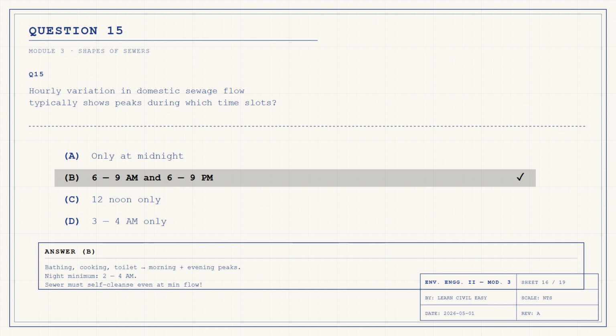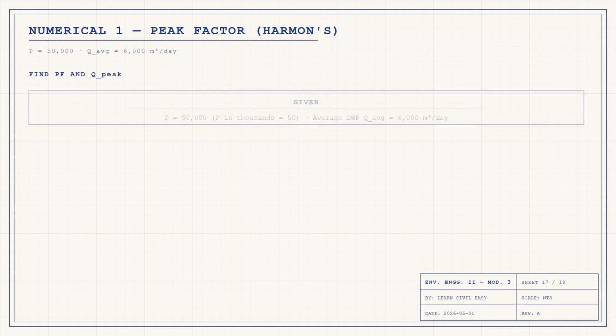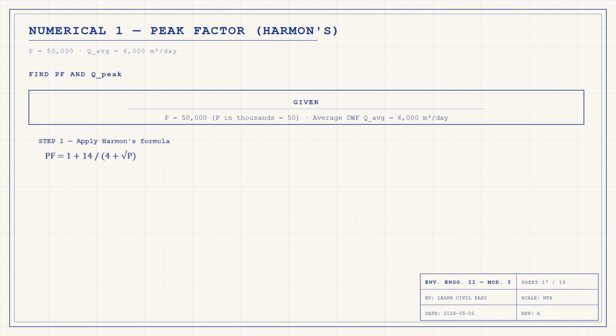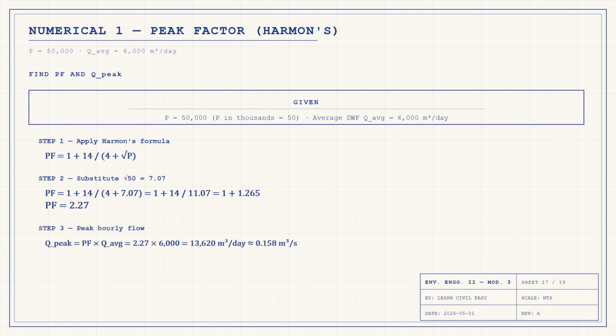Numerical 1. Peak factor by Harmon's formula. Population 50,000, average DWF 6,000 cubic meters per day. Step 1. Square root of 50 is 7.07. Step 2. PF equals 1 plus 14 over 4 plus 7.07 equals 1 plus 14 over 11.07 equals 2.27. Step 3. Peak flow Q peak equals 2.27 times 6,000 equals 13,620 cubic meters per day, or about 0.158 cubic meters per second.